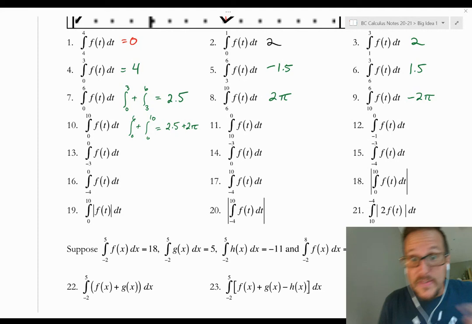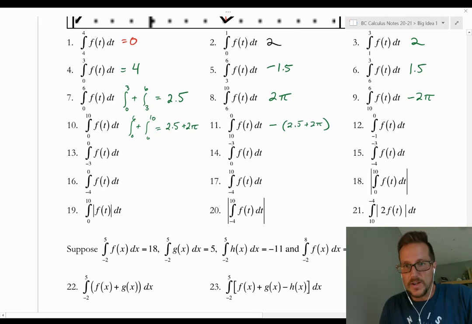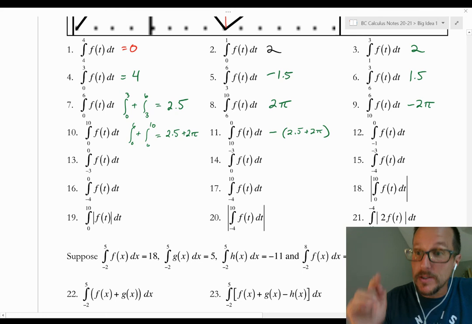Flip the limits, flip the sign. It's going to be the negative of the one we just did. So negative quantity 2.5 plus 2 pi. All right, new little region, negative 1 to 0.